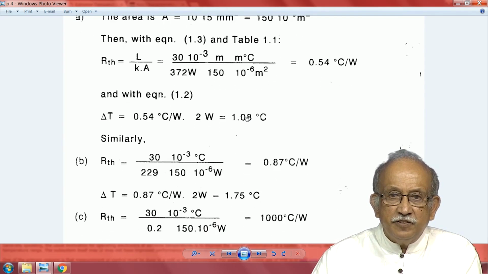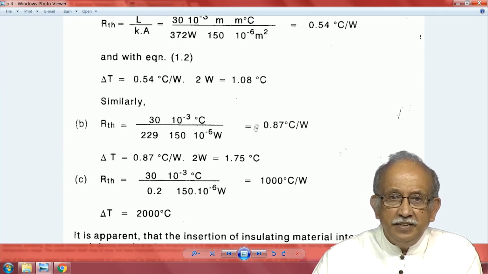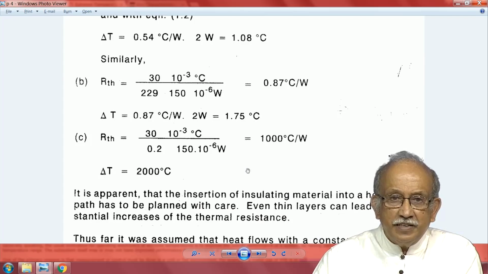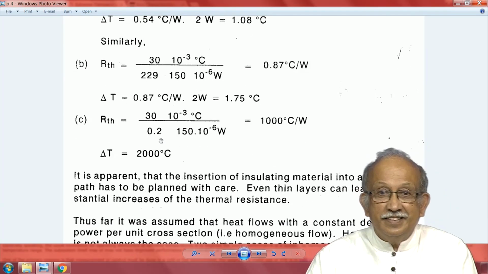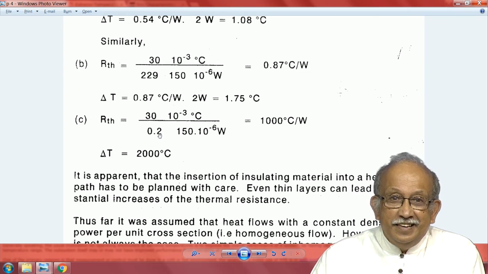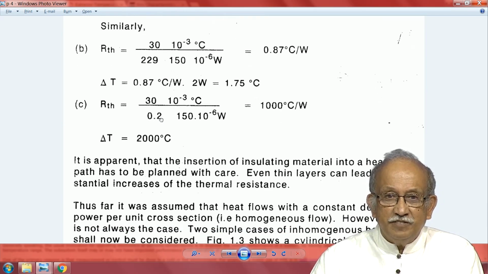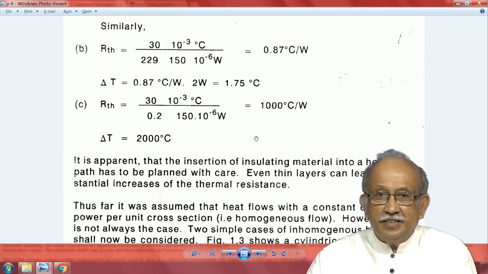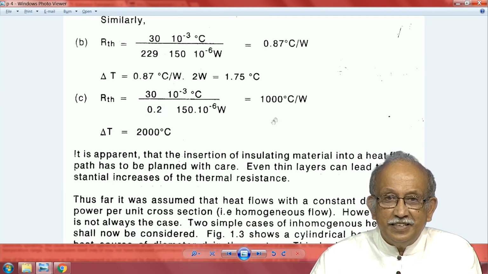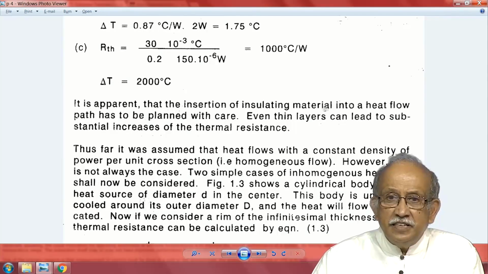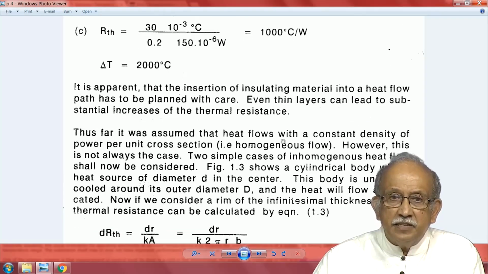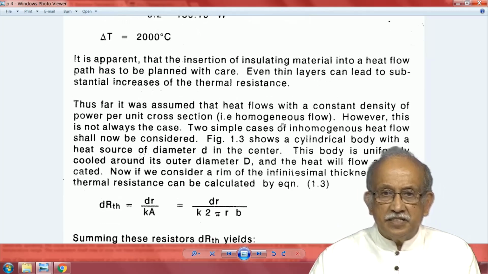So, this itself shows how things work, and if you come down, we come to a very low figure, which gives you a very high thermal resistance, 1000 degrees centigrade per watt. The insertion of any insulation material into a heat flow path has to be planned with care. Even thin layers can lead to substantial increases of thermal resistance.